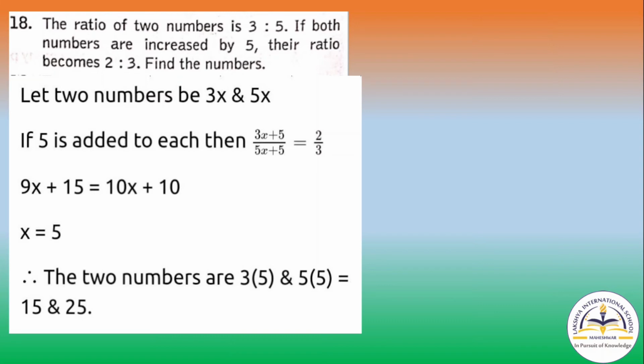Now question number 18, the ratio of two numbers is 3:5. If both numbers are increased by 5, the ratio becomes 2:3. Find the numbers.